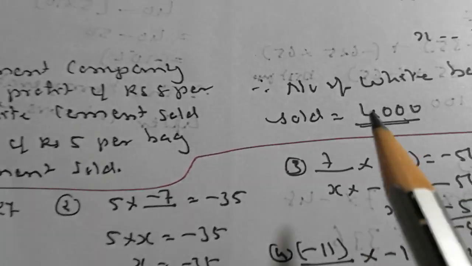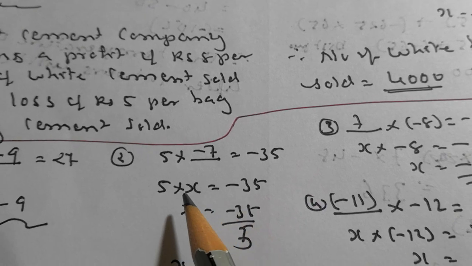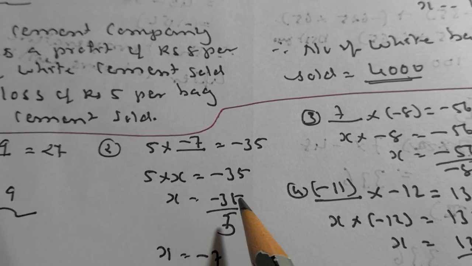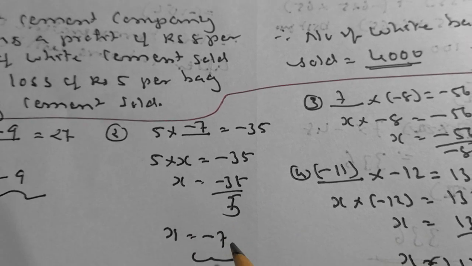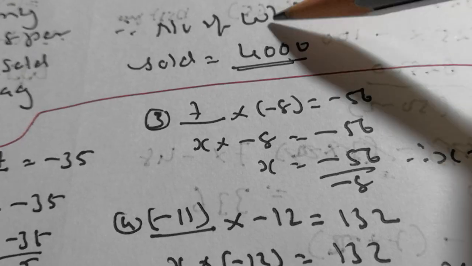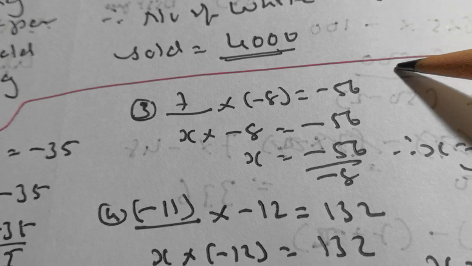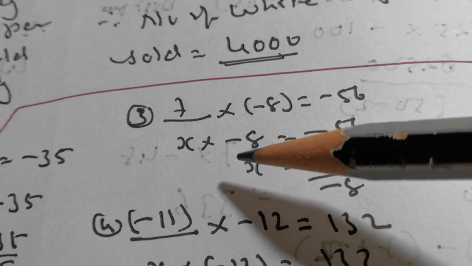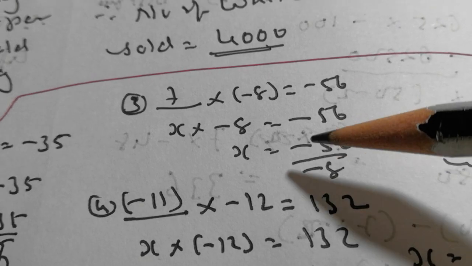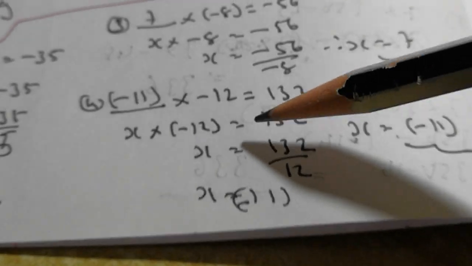So it is -9. Same way, 5 multiplied by dash is equal to -35. So for the unknown number I have taken x. 5 into x is -35. So x is equal to -35 upon 5. So x is equal to -7. Same way over here also, I have taken x for this. So x multiplied by -8 is equal to 56. So x is equal to 56 upon -8. Minus gets cancelled. 8 7s are 56. So x is equal to 7.